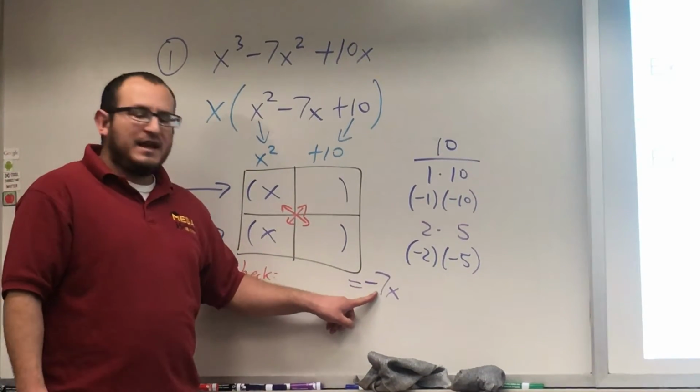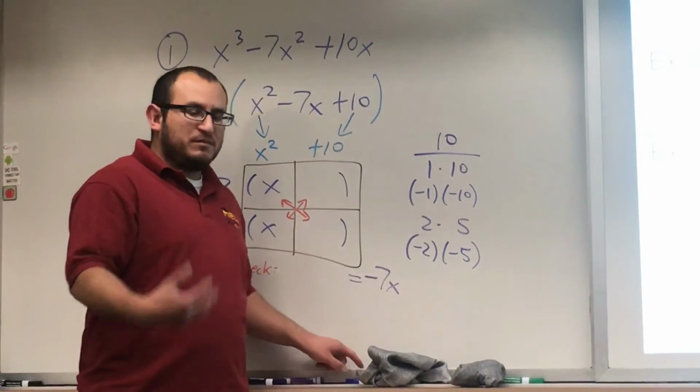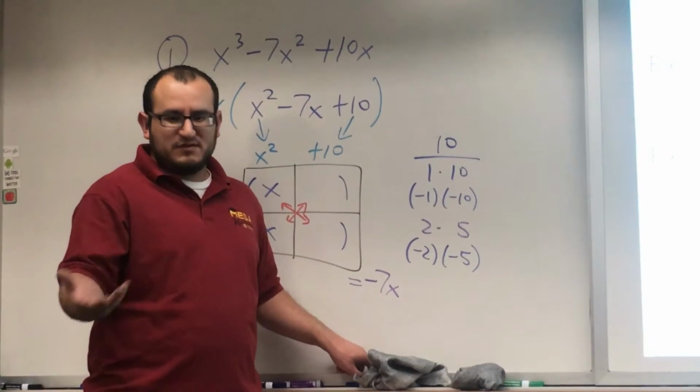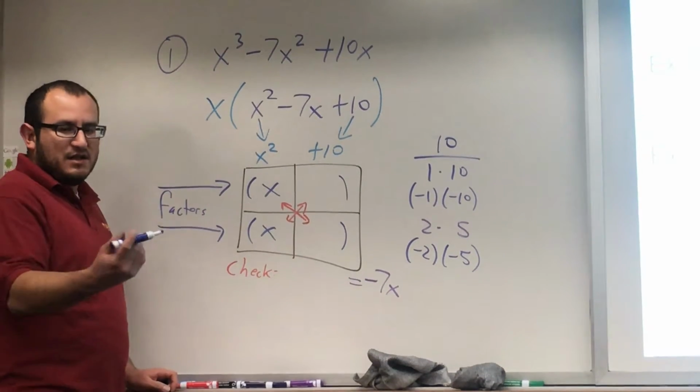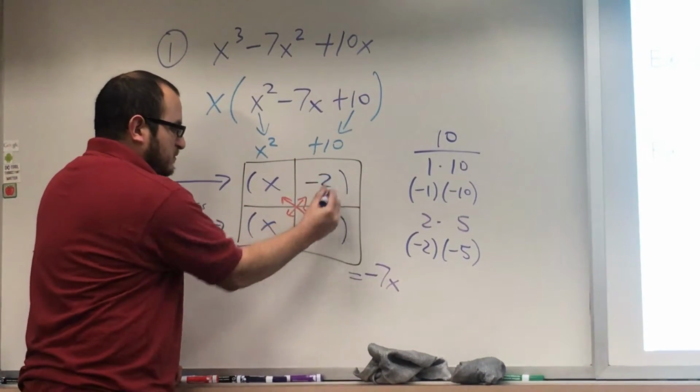All right, so we need to get a negative 7x. So therefore, we cannot use the positives, because positive plus a positive is still a positive. We have to use negative times a negative, or negative minus a negative, sorry. So negative 2, negative 5.